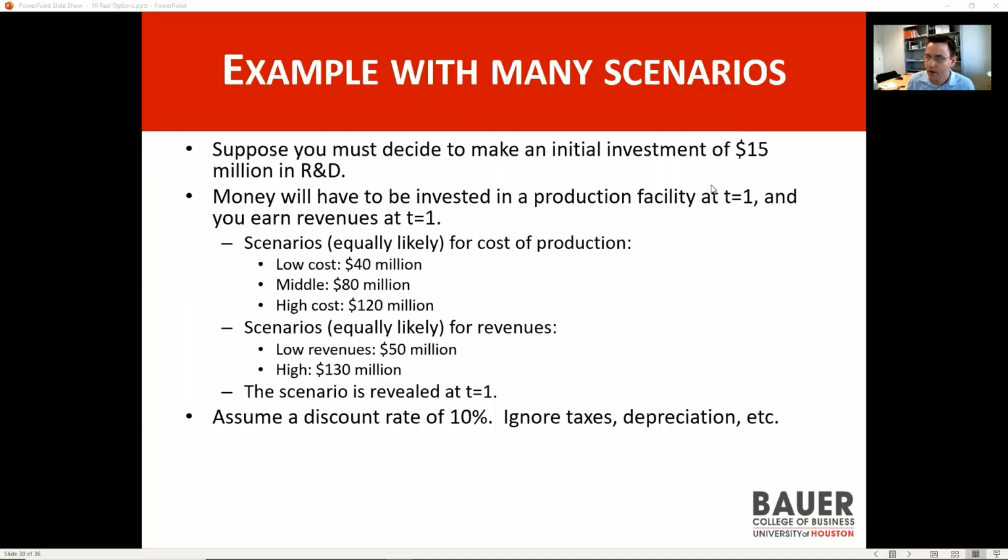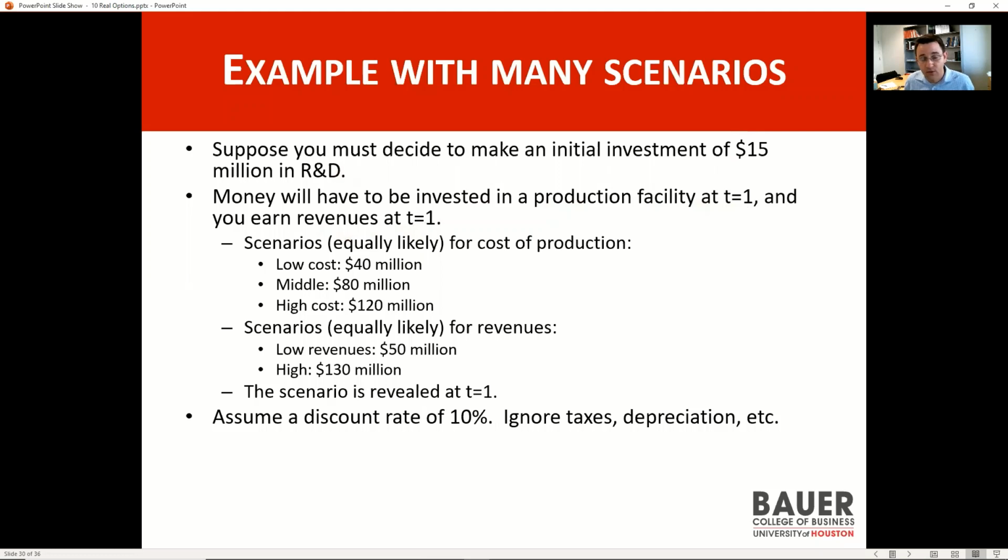In this example, you have to make an initial investment of $15 million today. It's kind of typical. You have an initial investment, and then things happen in the future. So at time 1, you'll have to invest in a production facility at time T1, and you'll also earn revenues at T1. So just to be very simple, all of this happens at one moment in time, T1.